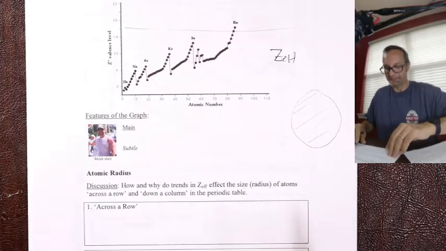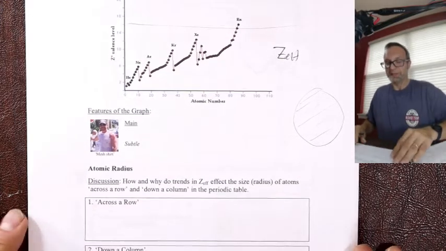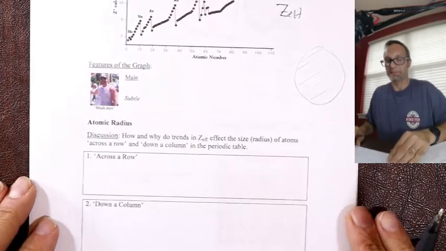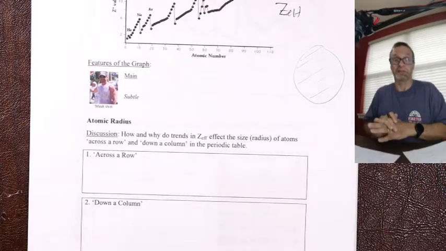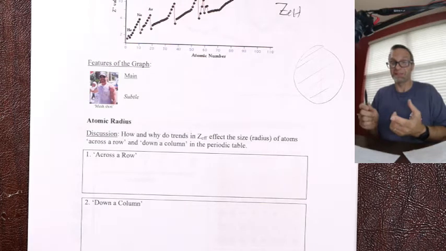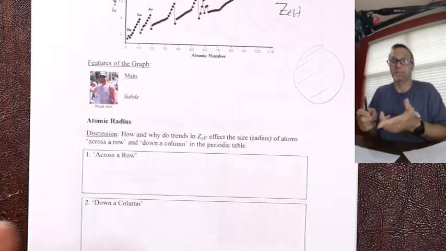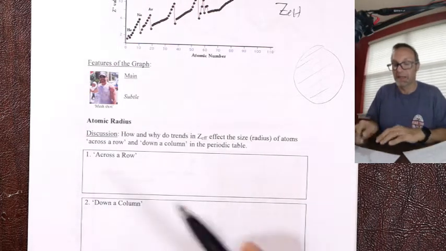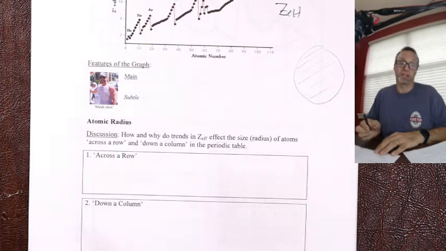Okay, so that's the man behind the curtain, which is effective nuclear charge. And as we'll see when we look at the trends, the radius and the electronegativity and things like that, that's what's really driving it.